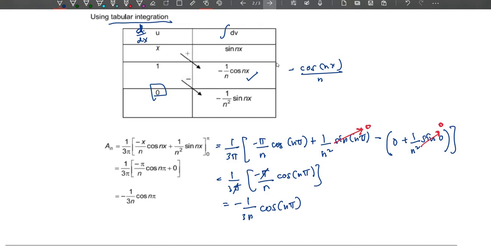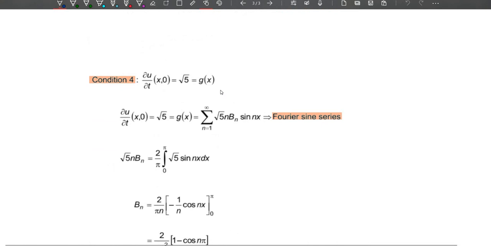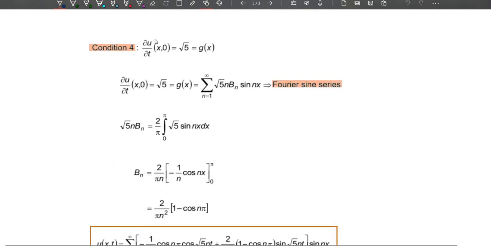Okay, next, the last initial condition, which is the velocity. So, the fourth condition, del u del t x0 equal to root of 5 equal to gx. Okay, which is this is gx. Okay, so the ut x0, here, it can also be written like this. Ut x0 is equal to root of 5. Okay, which means it is summation n from 1 to infinity root 5 and bn sin n x, which is the Fourier sine series too.